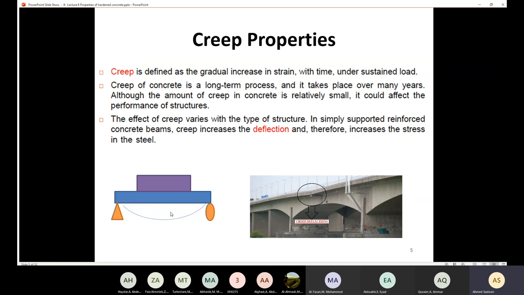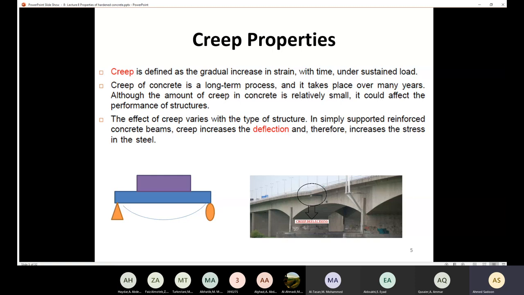The problem with the creep: you determine the deflection, but with time, maybe after 10 years, 20 years, this deflection is going to increase, not because of the load, but because of the creep. So creep is defined as the gradual increase in the strain, because you are going to have increases in the strain. With time, the deflection is going to increase. Creep of concrete is a long-term process. Like I said, this one is going to take years to take place, and it takes place over many years.